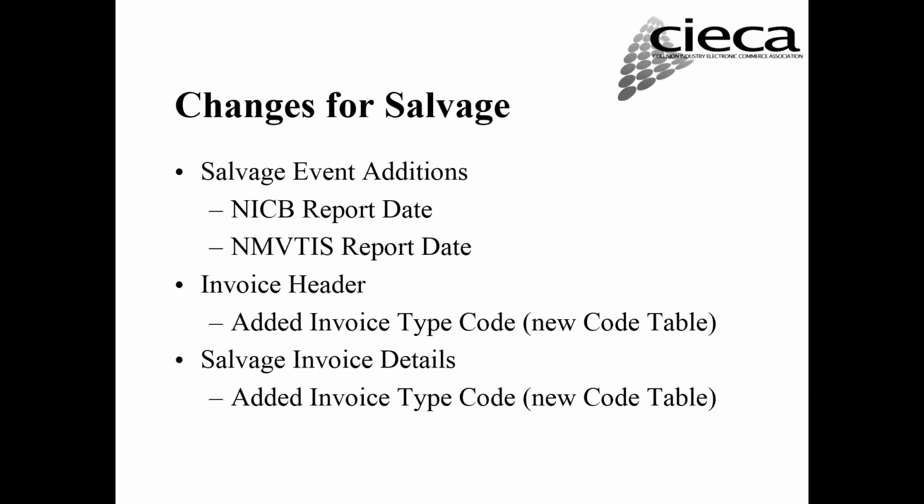Changes for salvage include a salvage event addition, a NICB report date, and a NIMVITAS report date. Now that NIMVITAS, I'm told by listening to Charlie all these years, is the approved pronunciation for that, but those of you who've been on many committee calls understand that's also what it sounds like when you read the antitrust disclaimer. The invoice header was added with an invoice type code, and it supported a new code table, and the salvage invoice details added an invoice type code, a second new code table.